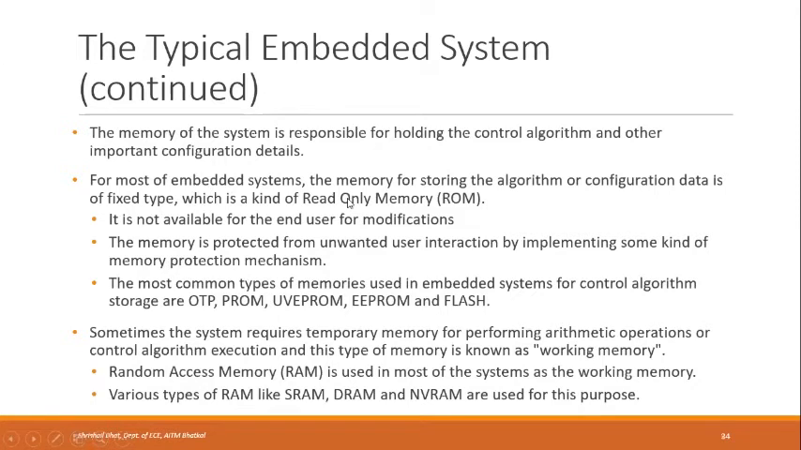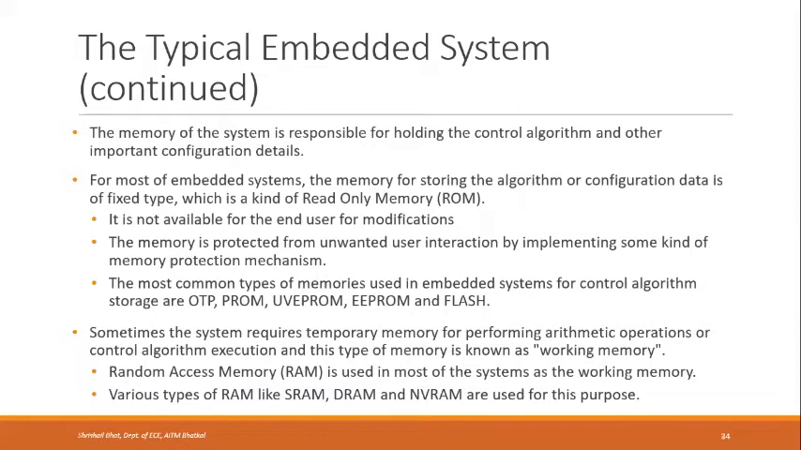Apart from this, there is another type of memory called RAM. RAM stands for random access memory, which is also called read-write memory. It is called the working memory. Some data and variables must be stored somewhere, which are used for arithmetic or logic operations. The system requires some temporary memory for performing arithmetic operations or control algorithm execution. This type of memory is called RAM, or the working memory.